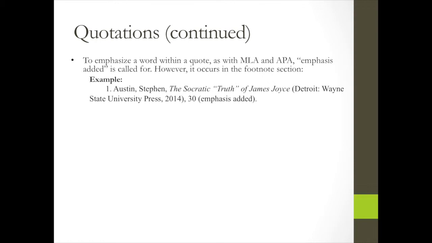So here is the previous example that we looked at for the formatting of a citation. But rather than the bibliographic note we looked at before, this would be a footnote. And if something inside of the quote is altered to show emphasis, such as an italicized word, then you have to designate that you have altered the original formatting or information by adding the words "emphasis added" at the end of your citation.